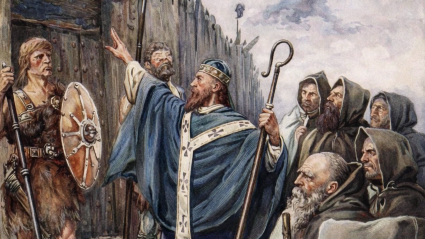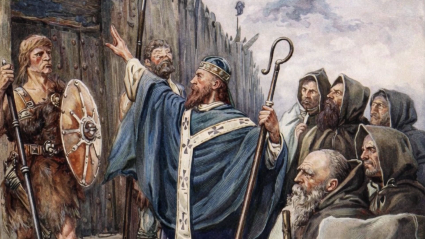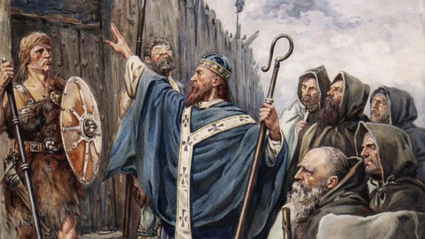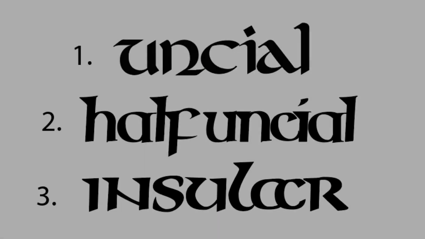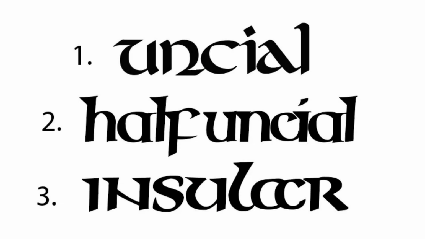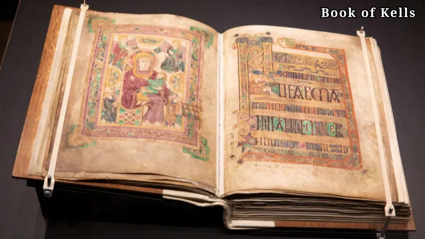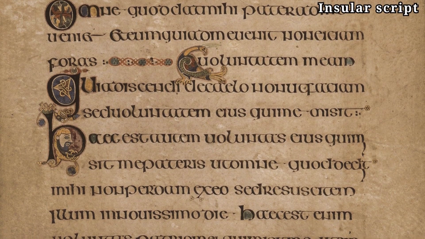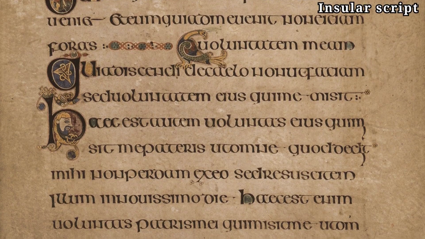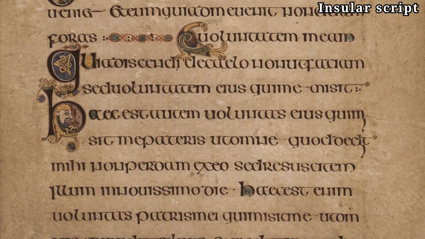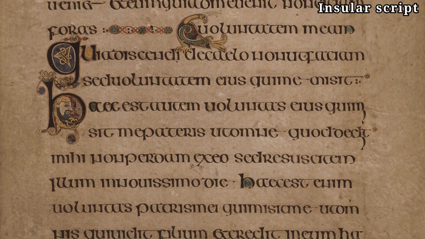And on the British Isles, something unique developed. Irish monks, who had received Christianity from Rome, transformed the Half-Uncial they learned into Insular script. The famous Book of Kells, with its incredibly intricate decoration, is written in Irish majuscule. This script then traveled to Anglo-Saxon England, influencing the development of English writing for centuries.